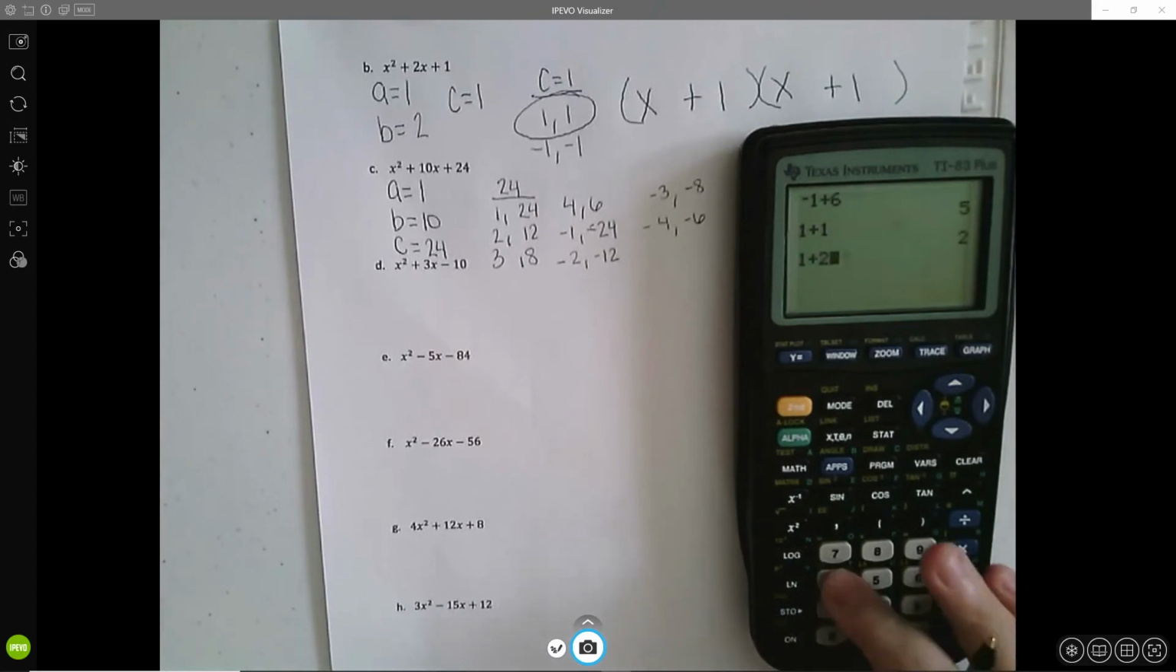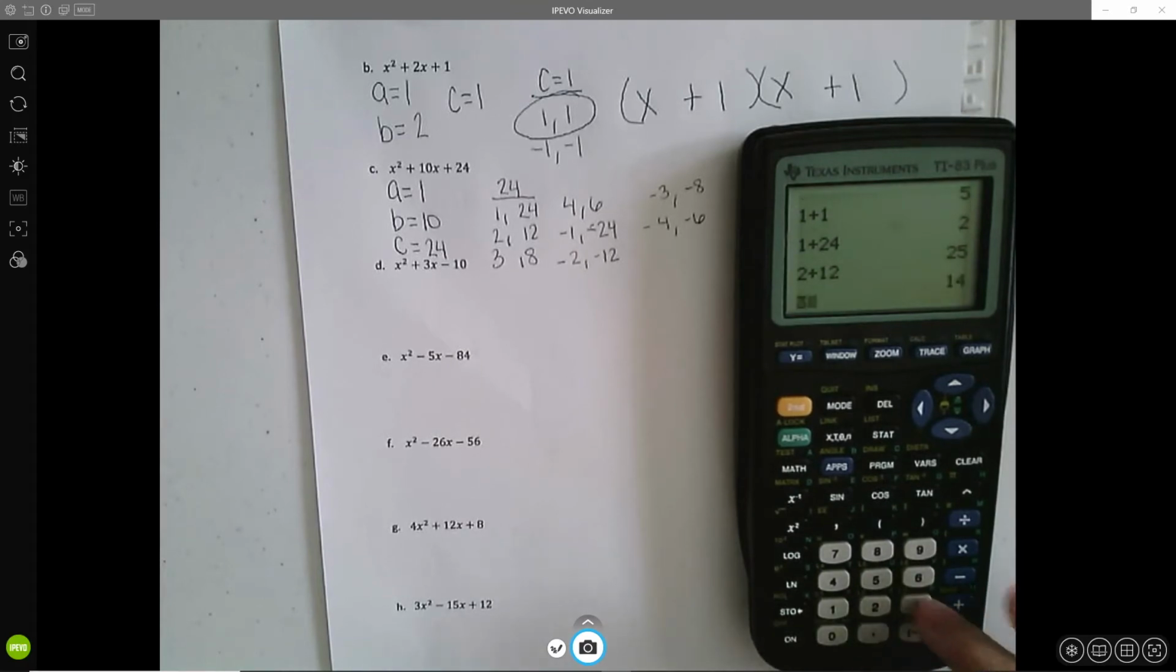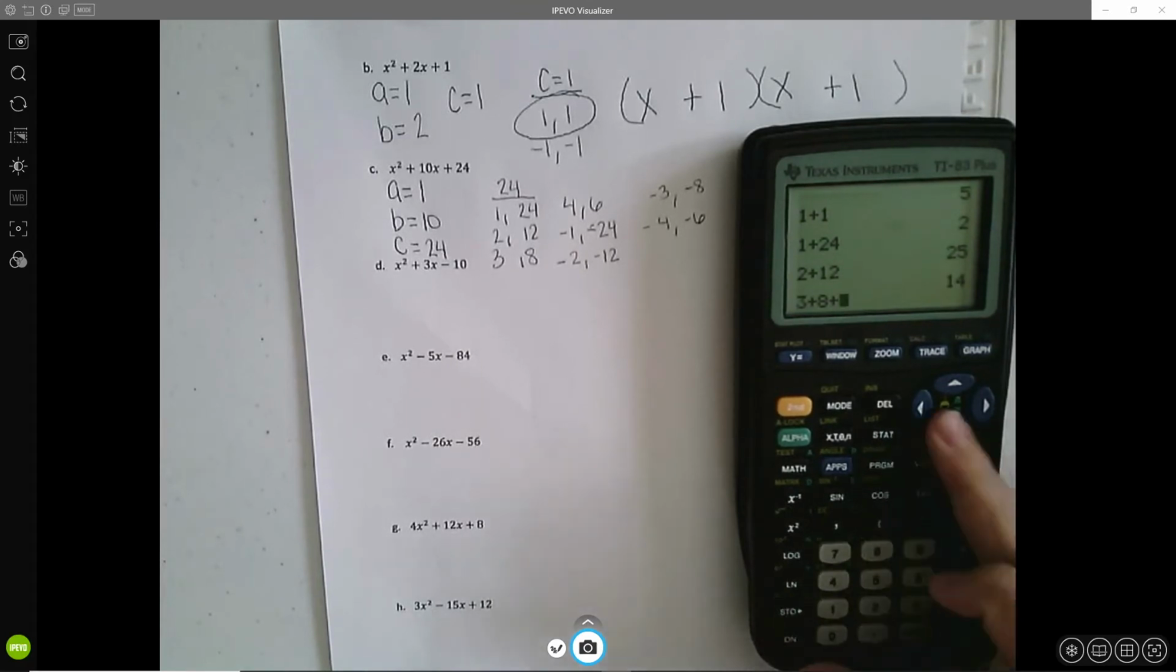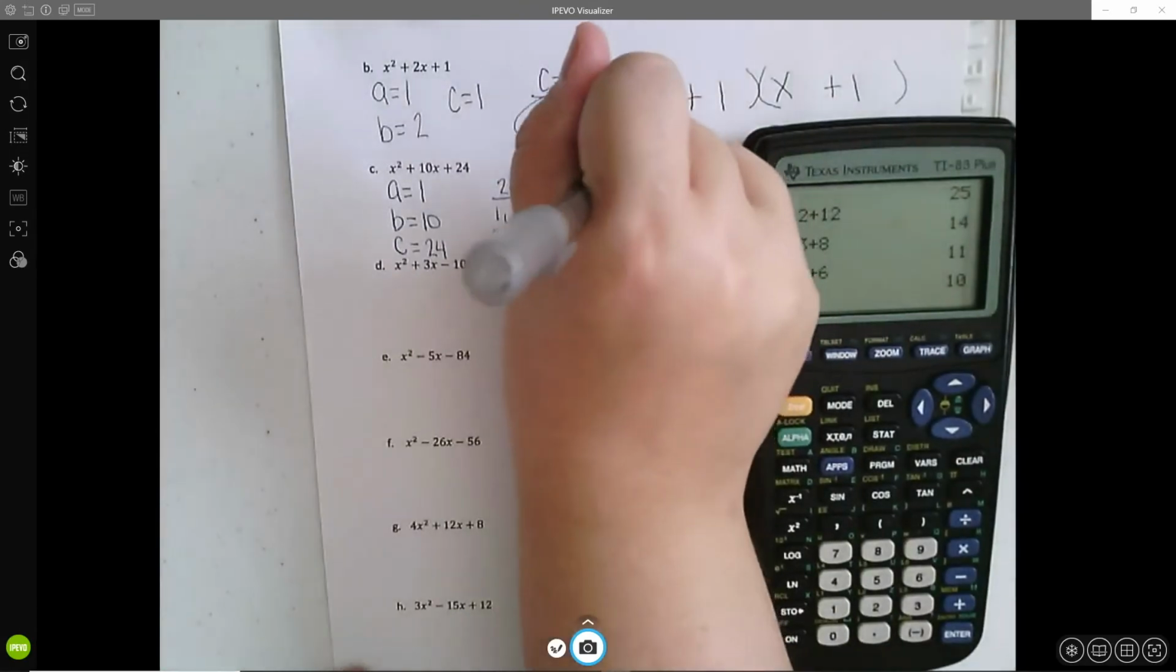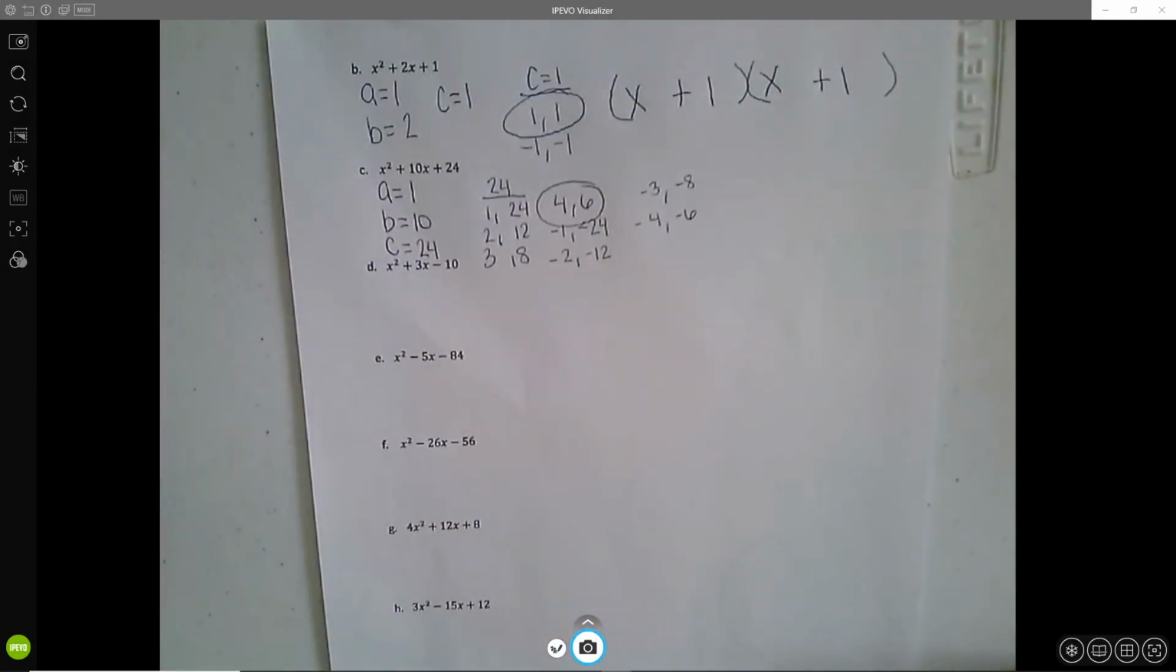1 plus 24, not 10. 2 plus 12, not 10. 3 plus 8, not 10. 4 plus 6, a 4 and a 6 give me a 10. That means there are my factors.